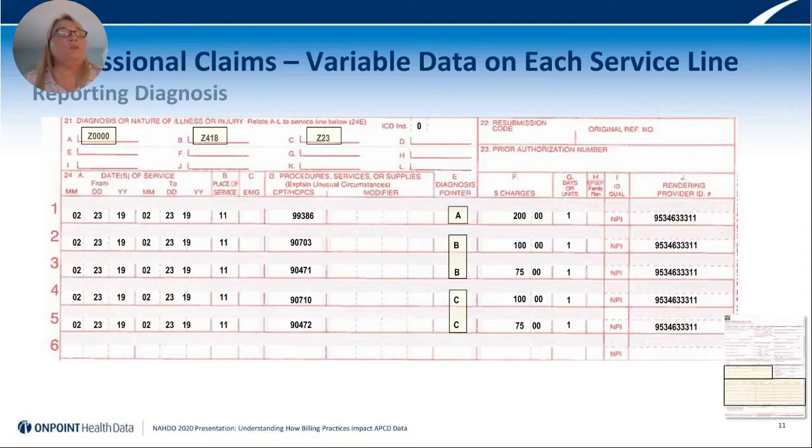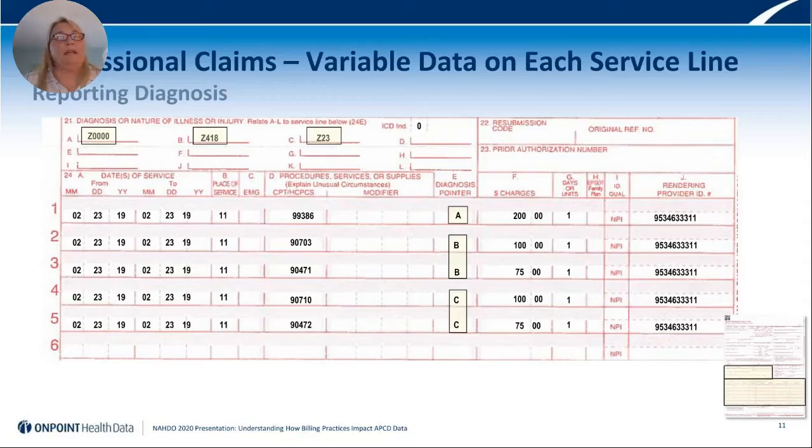Next, I want to look at the diagnosis reported on professional claims. How this is set up: at the top, in field locators 21A, B, and C, I've highlighted the diagnosis codes, and on each service line I've highlighted the applicable diagnosis pointer that's used. How this works is on service line 1, diagnosis A is the diagnosis that's applicable for that service line. For the next 2, diagnosis B is applicable, and for service lines 4 and 5, diagnosis C is applicable.